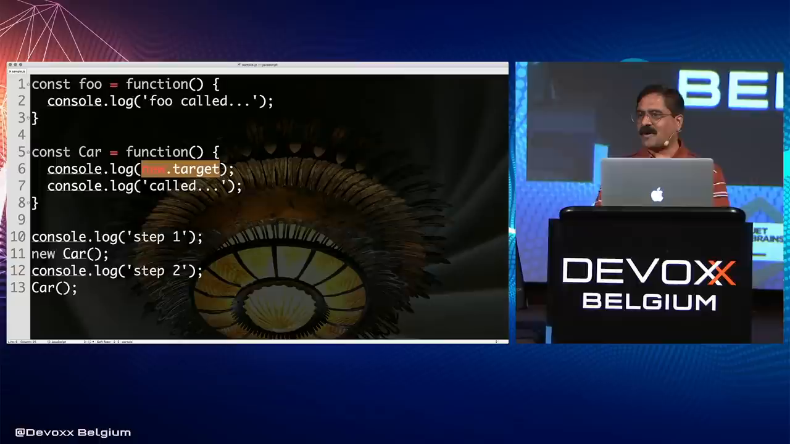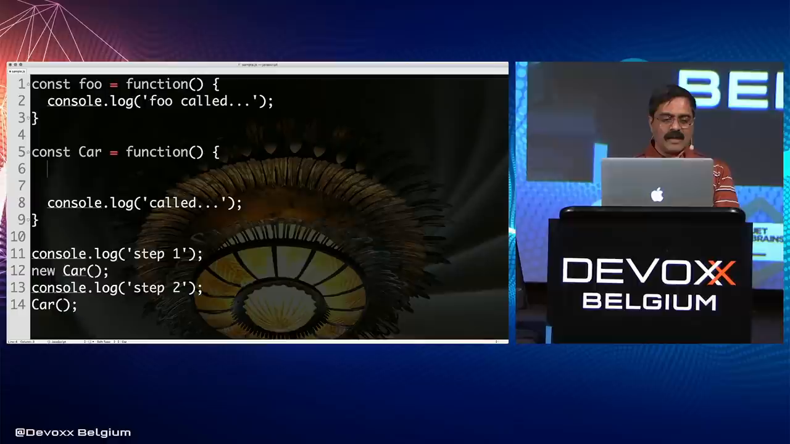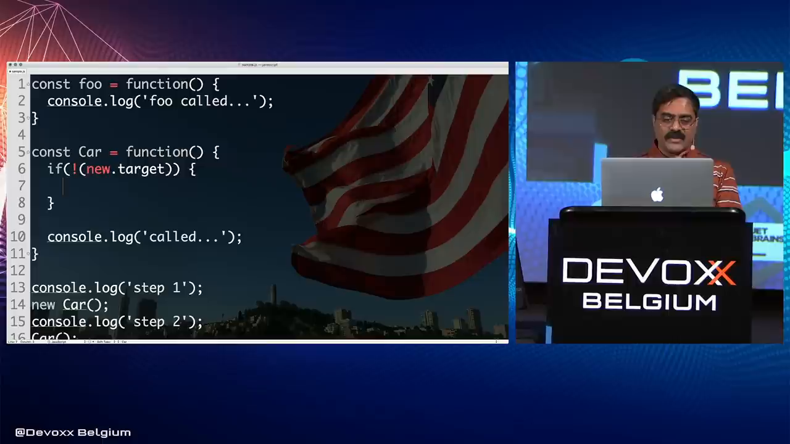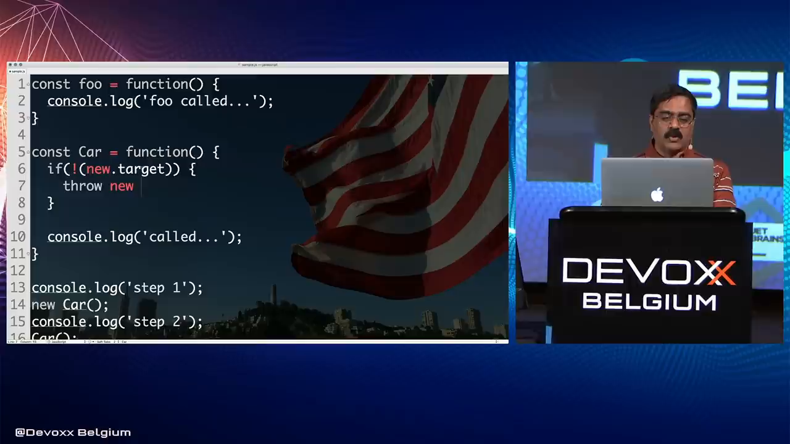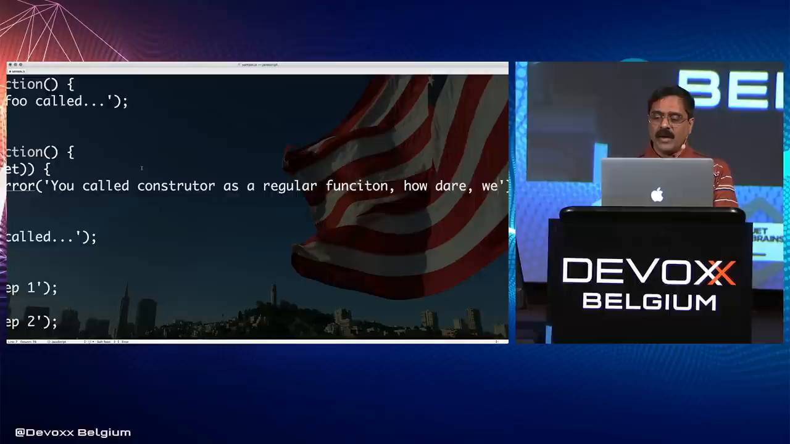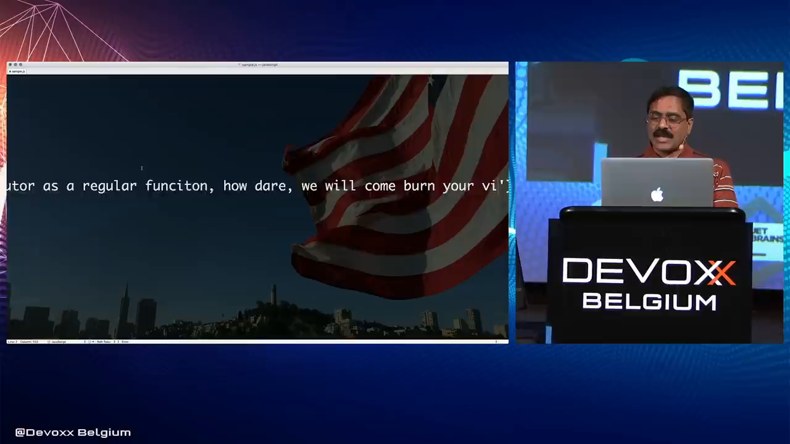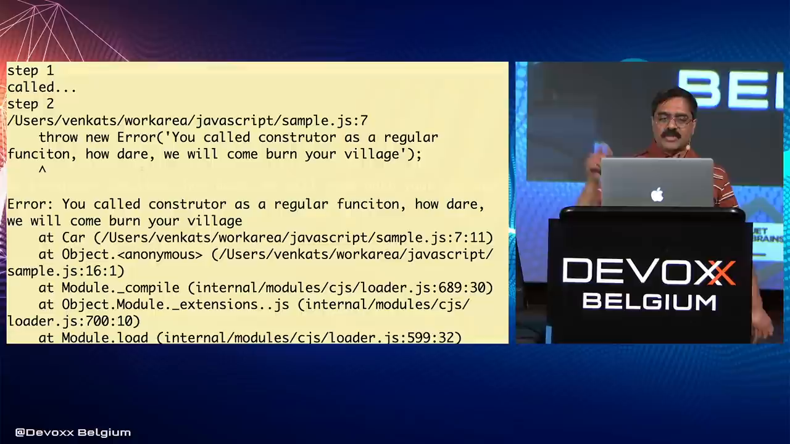If the new.target doesn't exist, you can raise a message. For example, how about this? It's undefined, isn't it? So you could say something along the lines of if not new.target. So when I run this code, in the second one it said hum. Now what you can do is you can go to the next section and say throw new error, and you can say you called constructor as a regular function, how dare we, we'll come burn your village. So you can put messages like that, right? So you can pretty much deal with it and blow up, and it says you called constructor as a regular function, how dare we, we'll come and burn your village.